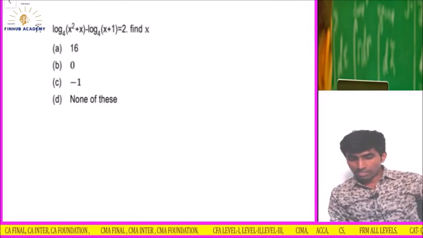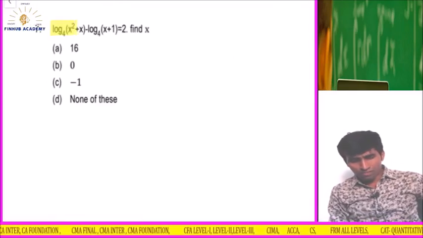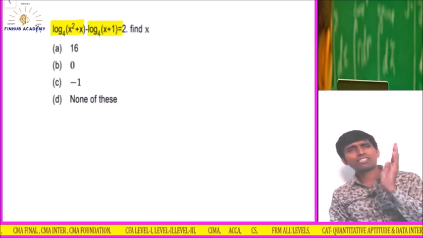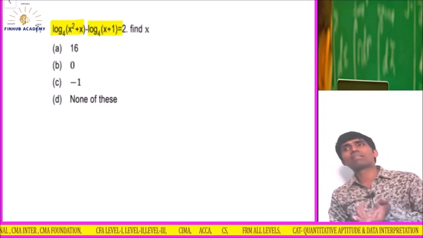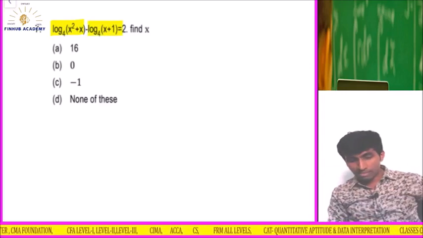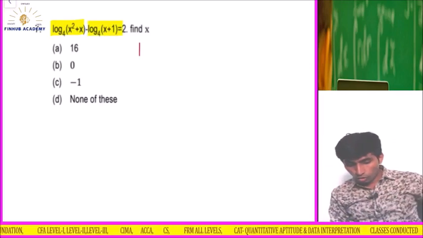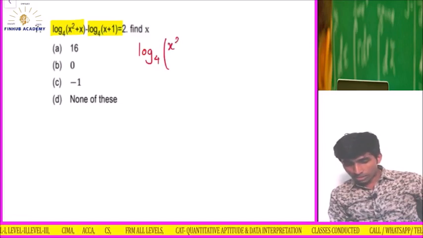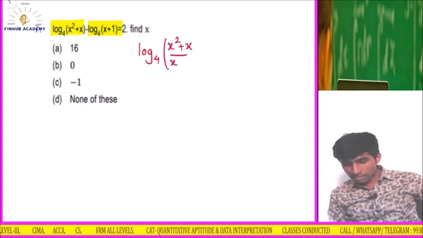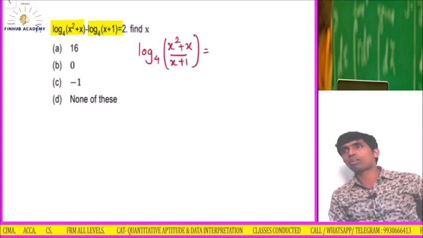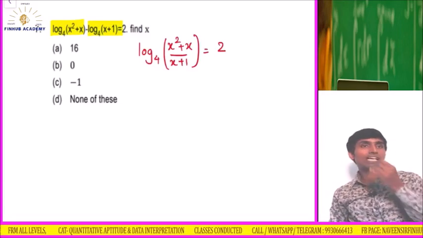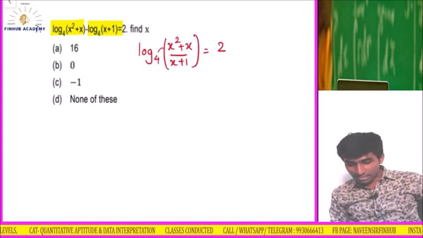See, one more time. This is one more easy sum. Log of something to the base 4 minus log of something to the base 4, means log a minus log b can be written as what? Log a by b. So log to the base 4 of a by b, that is x square plus x upon x plus 1, please understand, is equal to what? 2.